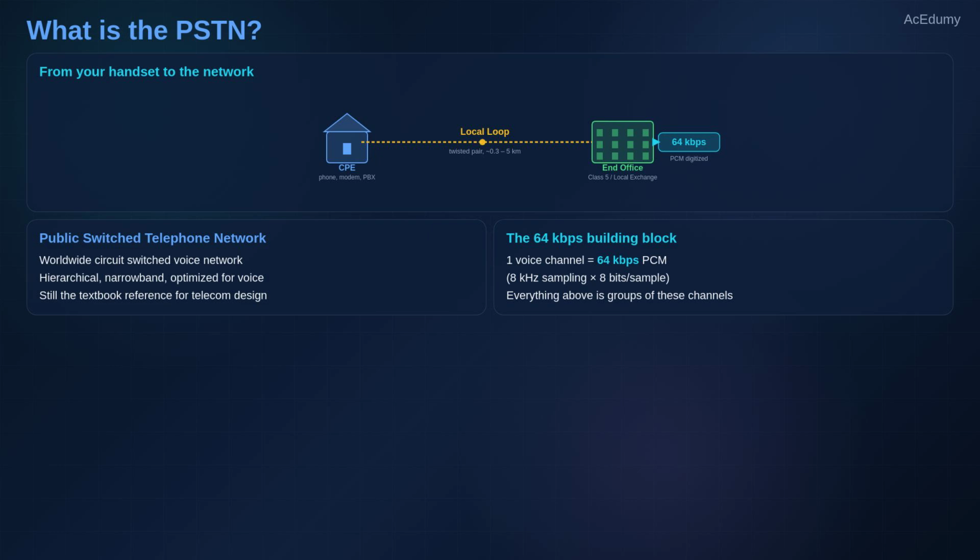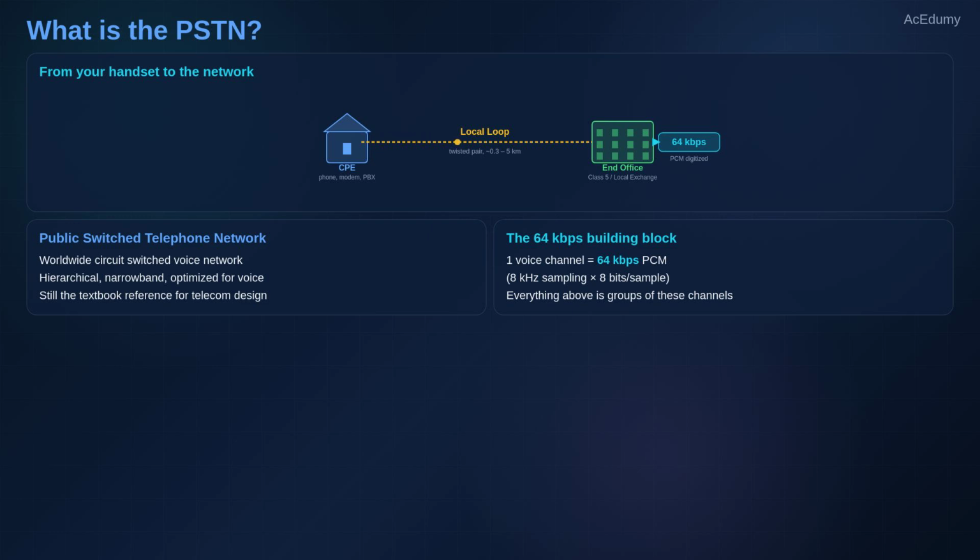PSTN stands for Public Switched Telephone Network. It is the worldwide collection of interconnected, voice-oriented public telephone networks. Although today most voice traffic rides on packet networks, the PSTN is still the textbook blueprint for understanding hierarchical, circuit-switched, narrowband communication. Every PSTN call begins and ends at customer premises equipment, called CPE.